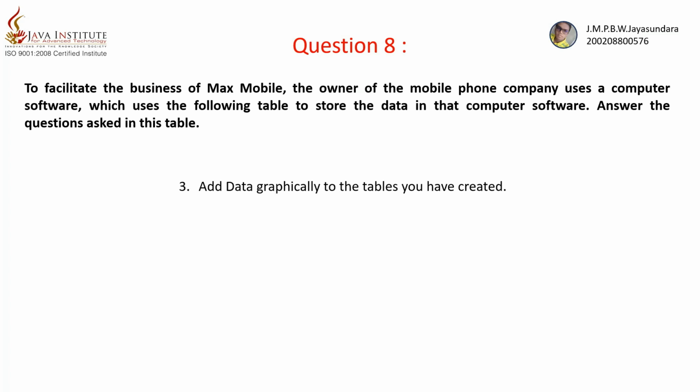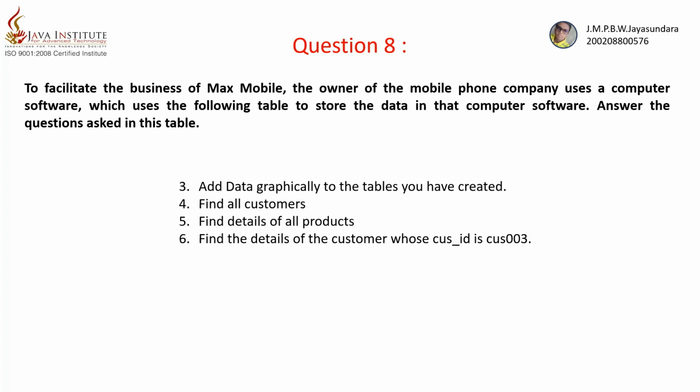And our third question is add data graphically to the table you have created. And the fourth one is find all customers. And the fifth one is find detail of all products. And the sixth question is find the detail of the customer whose cus ID column value is equal to CUS003.